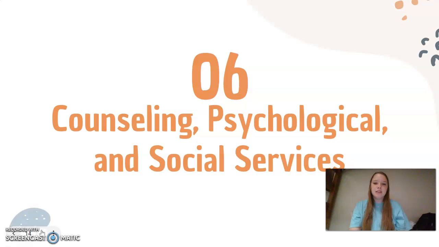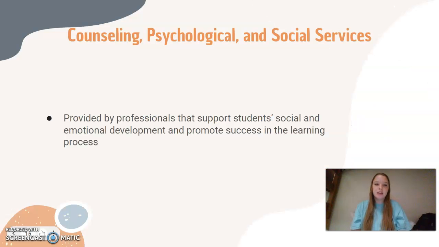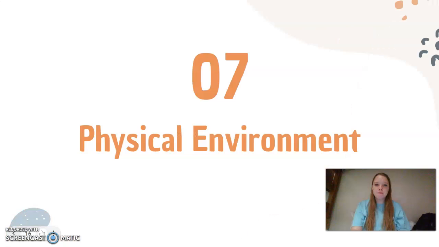Number 6, counseling, psychological, and social services. Provided by professionals that support students' social and emotional development and promote success in the learning process. So, for example, just having people who understand what these students are going through and know how to communicate with these students on a level that will help them psychologically, and having counselors who are very well educated and who are not overworked, and who are supported and support our students is very, very important.